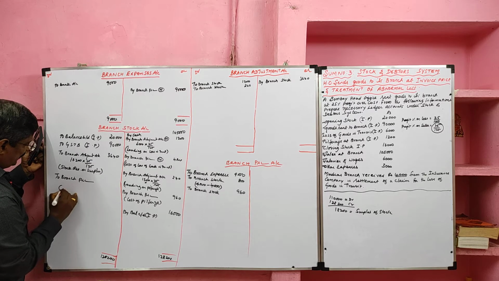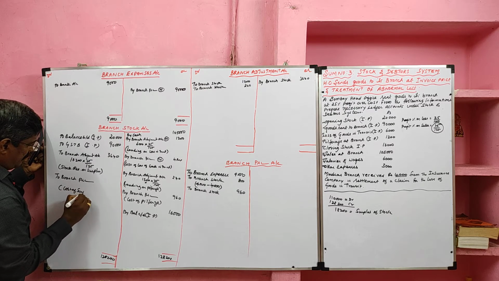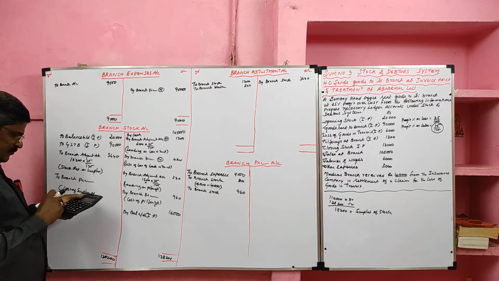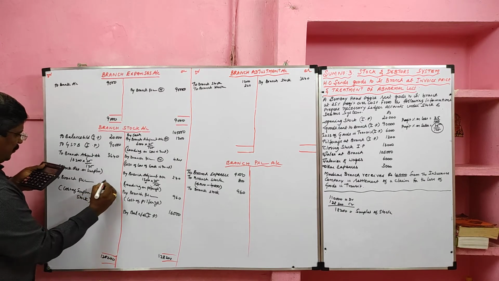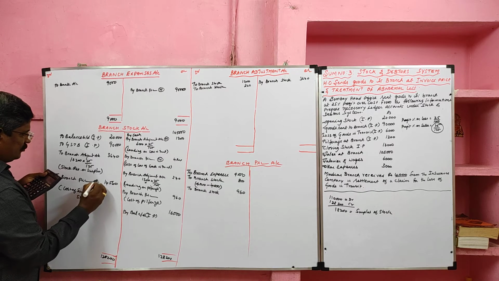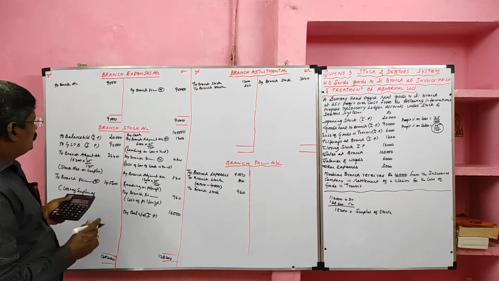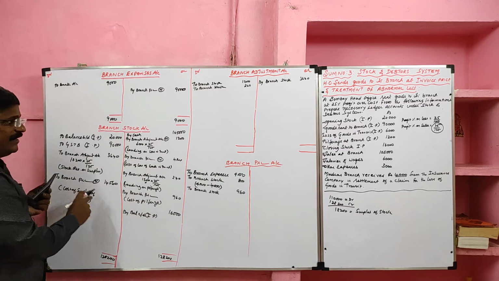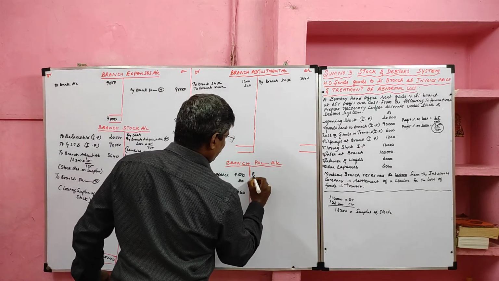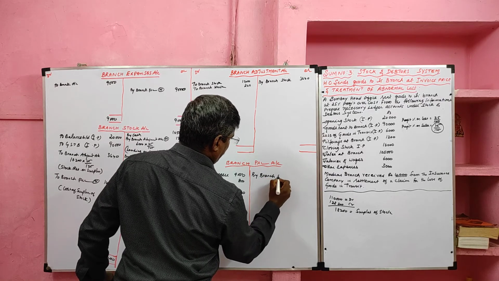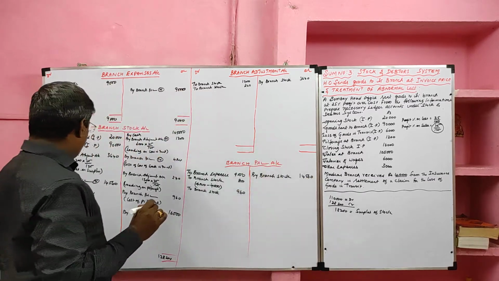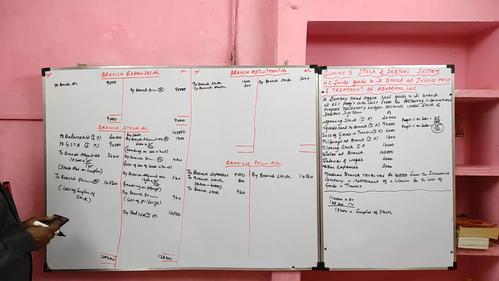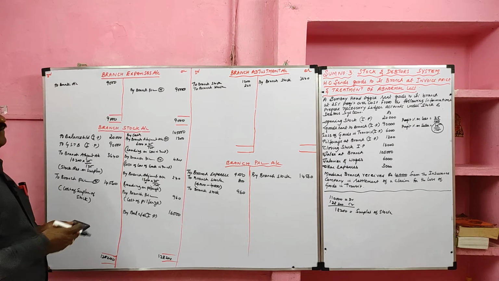Then the balancing figure should be transferred to the branch profit and loss account, that is called cost of surplus of stock. So total surplus 18,200, of which loading 3,640, the balance 14,560 should be transferred to the branch profit and loss account. So in the branch stock account, branch profit and loss account is debited. In the branch profit and loss account, branch stock should be credited. Value 14,560.